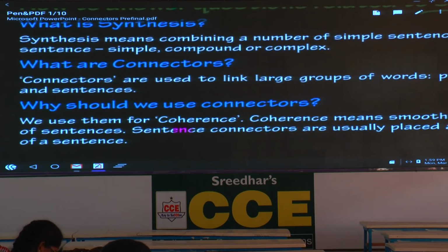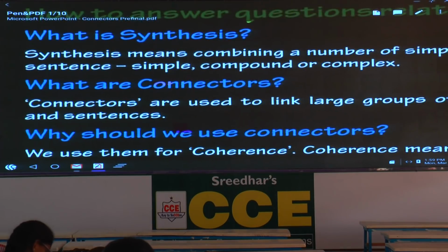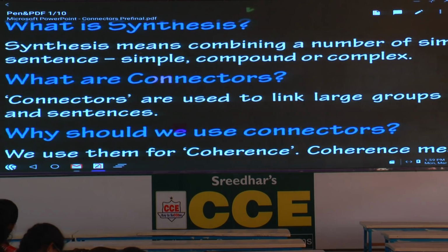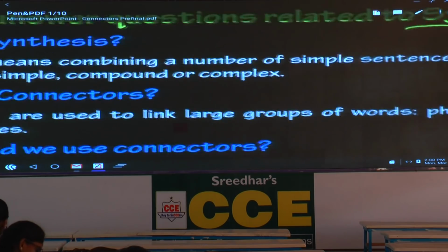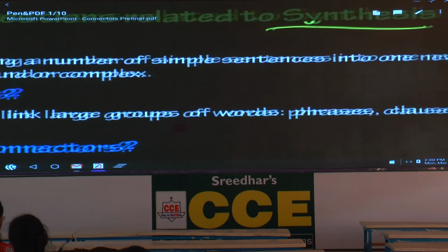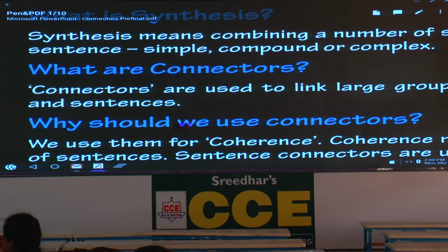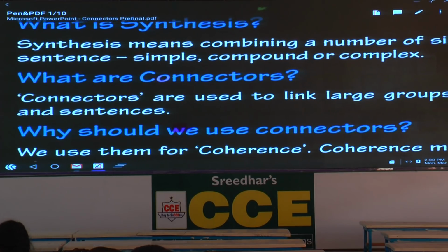Then write the question, what is synthesis? First I'll read it out. Synthesis means combining a number of simple sentences into one new sentence. And that could be simple, or compound, or complex. So please write, synthesis means combining.